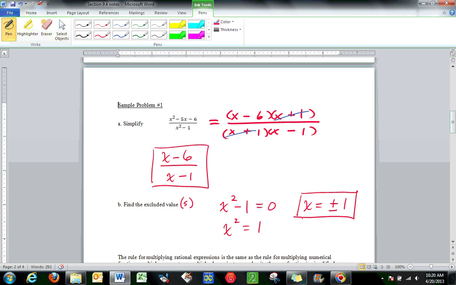What that tells us is if we were to take a positive 1 and plug it in for x in the denominator, that would give me 1 squared minus 1, which equals 0, and that would make the rational expression undefined. The same would happen with negative 1. If we square negative 1, that's going to still give us a positive 1, and positive 1 minus 1 is going to give us 0. So that is a good example of simplifying rational expressions and also finding excluded values for rational expressions.